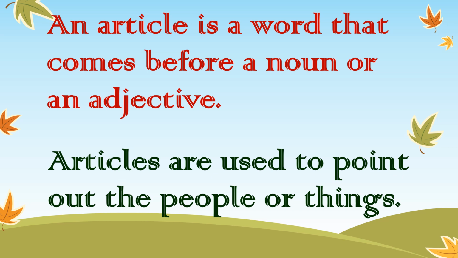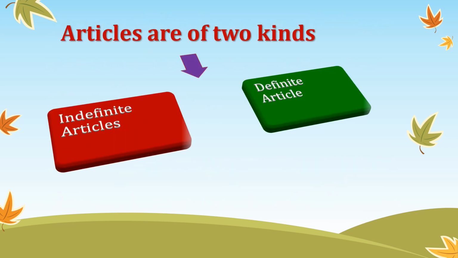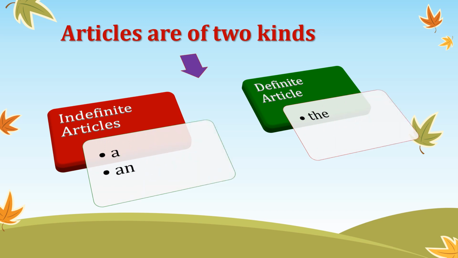Articles are used to point out the people or things. There are two kinds of articles, indefinite articles and definite articles. There are two indefinite articles, a and an, and there's just one definite article, the.